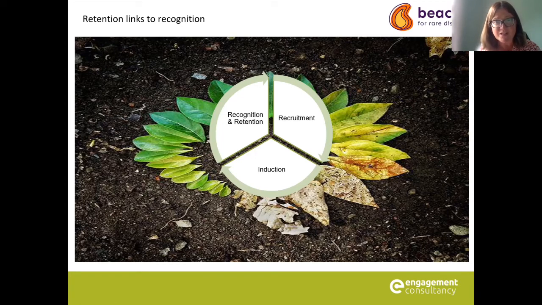And the foundations that you build at the start with the induction will really, really support the retention, as will ongoing recognition. And that in turn supports recruitment, because if you do need to recruit, your word of mouth will really support any kind of formal advertising that you're doing. And you'll also be building the skills within your volunteer team to support new volunteers.